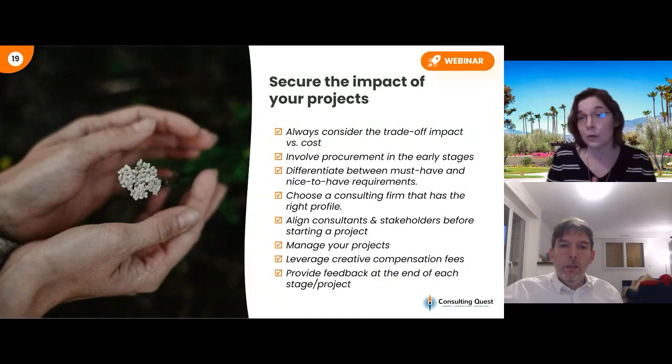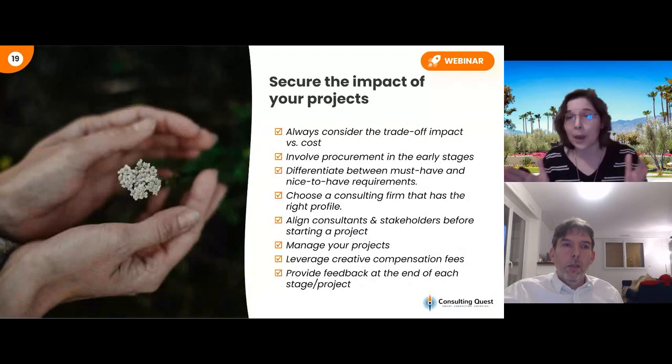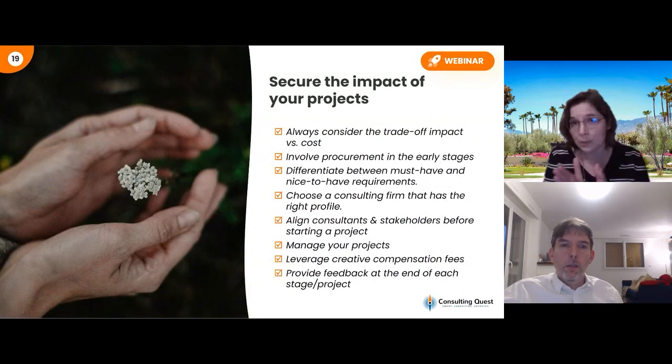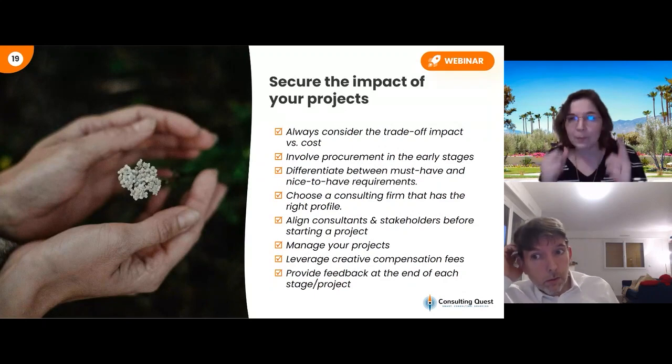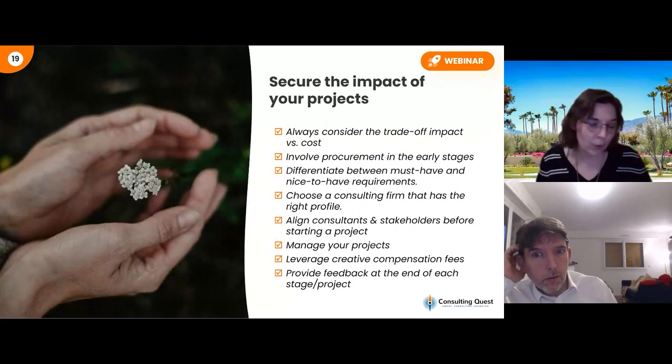If you decrease the cost, the risk you're taking is that the impact will be reduced because the consultant will reduce the scope as well. So there is a very strong link between scope, impact and cost. So this is very important to always keep that in mind when you work on projects.